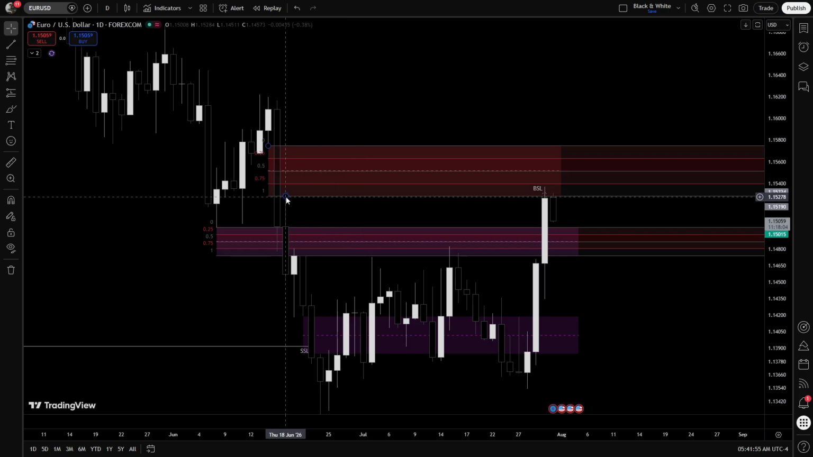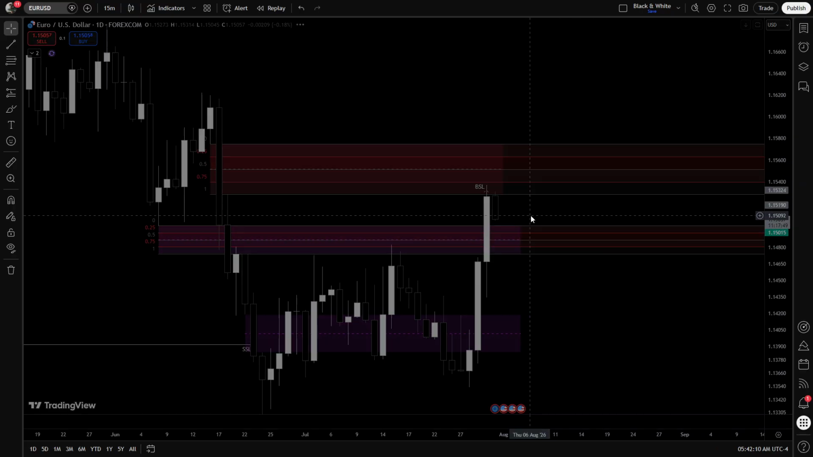And it did indeed do it, like as you can see, it took that high, it entered this fair value gap, and I have the measurements. As you can see, this quadrant, consequent encroachment, this quadrant, and the top and bottom.